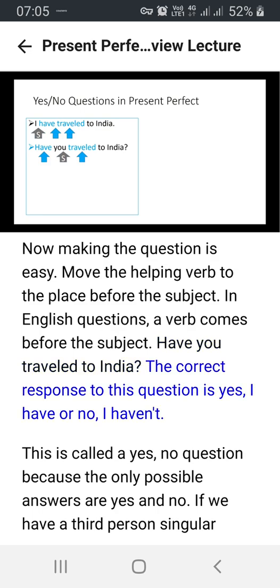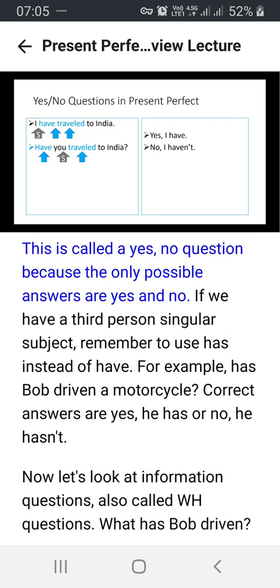The correct response to this question is, yes, I have, or no, I haven't. This is called a yes-no question because the only possible answers are yes and no. If we have a third-person singular subject, remember to use has instead of have. For example, has Bob driven a motorcycle? Correct answers are, yes, he has, or no, he hasn't.